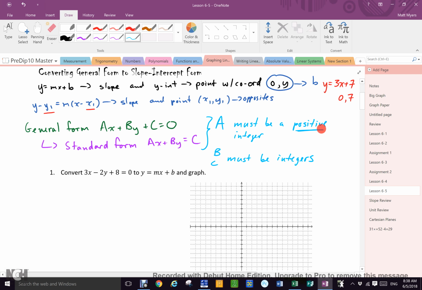So positive integer, doesn't that just mean whole number? What? No, because whole numbers are... yeah, you're right. A natural number would actually be the best word there. The reason I use integer is because B and C can be integers. So I'm still going to leave positive integer there.